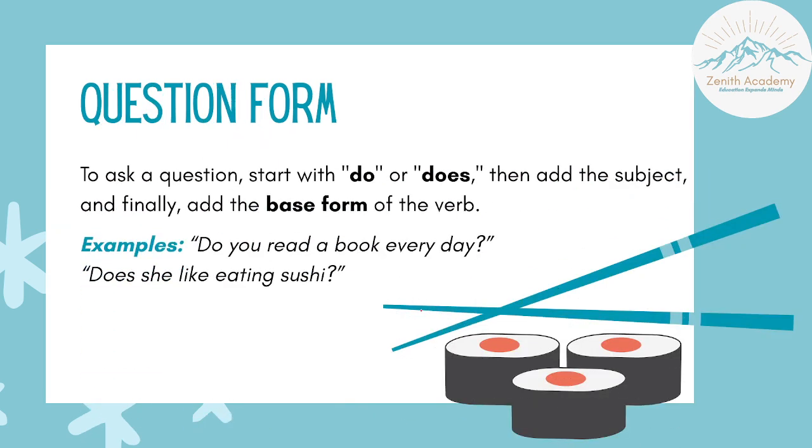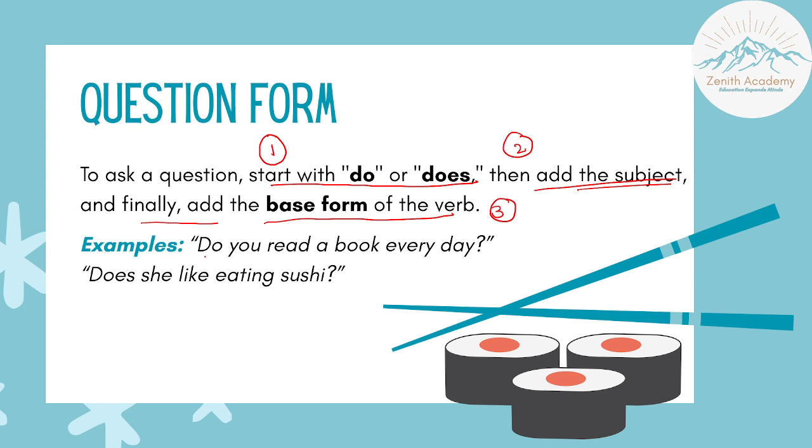Now the question form. To ask a question, we always start with do or does. Okay, you don't have to start with the subject. You have to start with do or does. Second is adding the subject. After that you add the subject, right? And then finally add the base form of the verb. This is the third point.